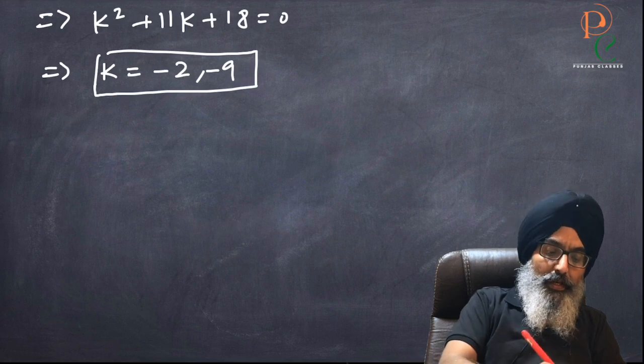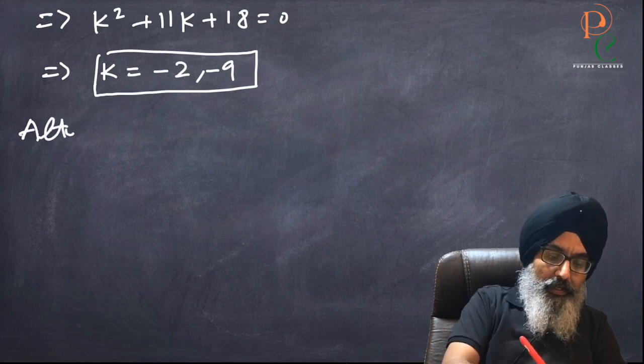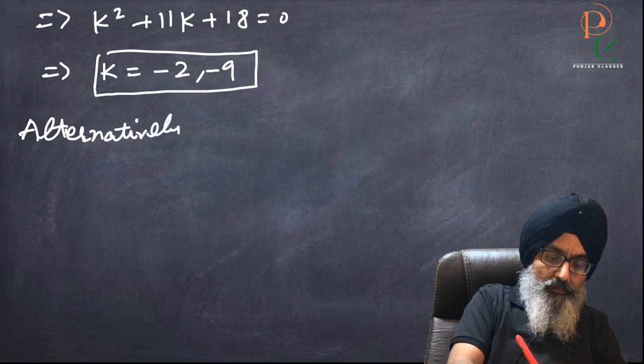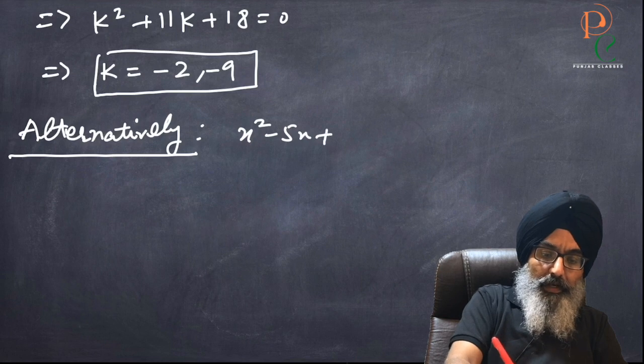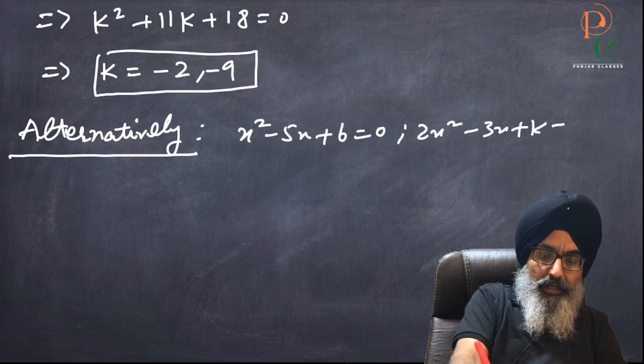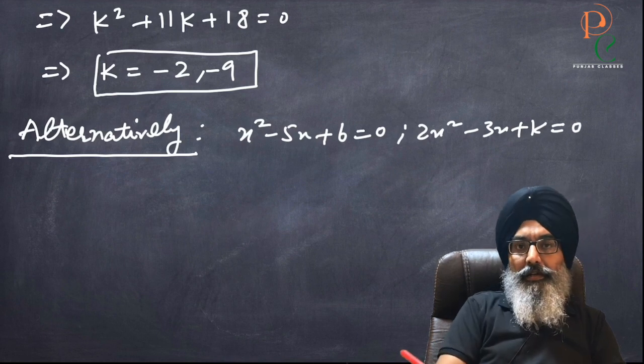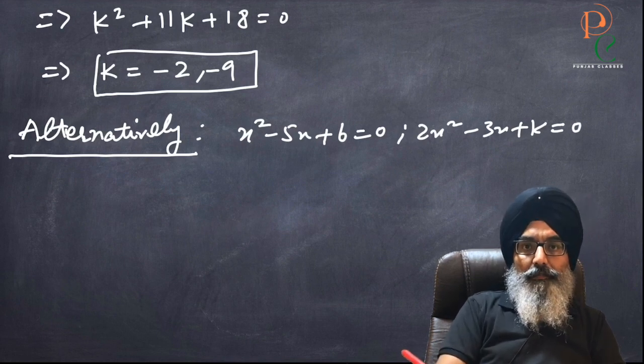Let's see that as well. So alternatively, we were given the two equations as x square minus 5x plus 6 equal to 0 and 2x square minus 3x plus k equal to 0, and we have said that they have one root common. In the question, the condition was given that they have one root common.